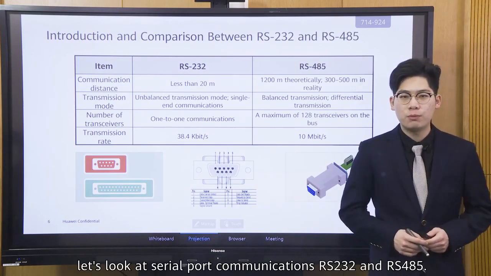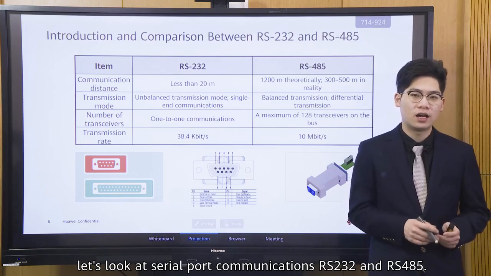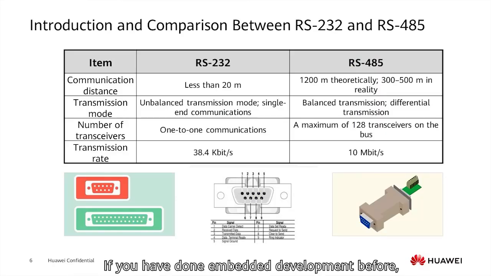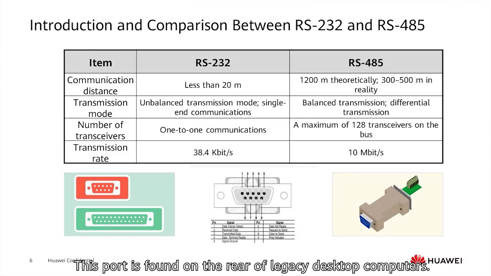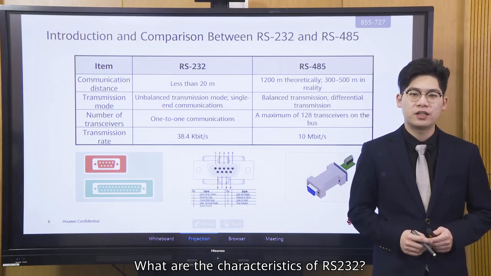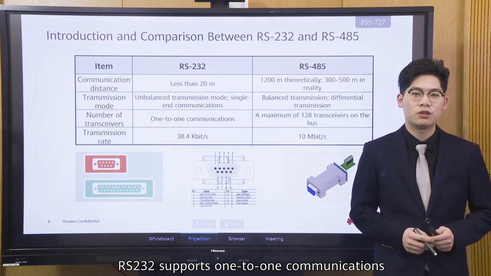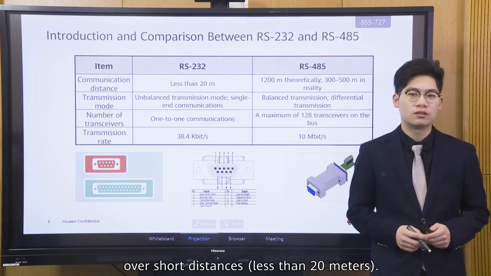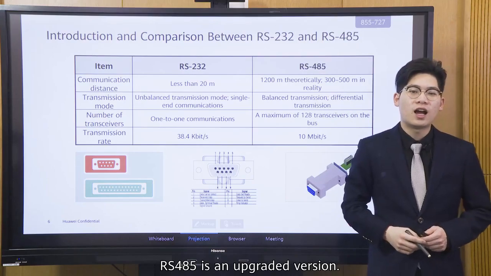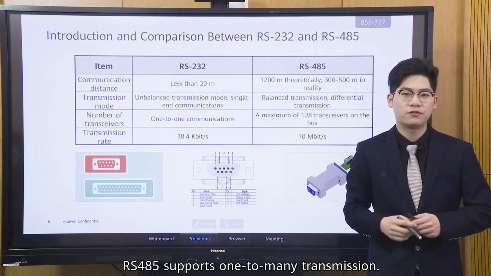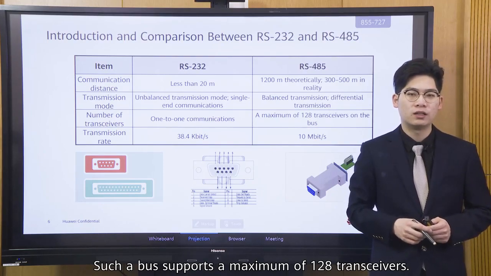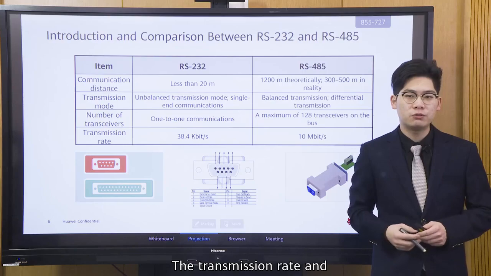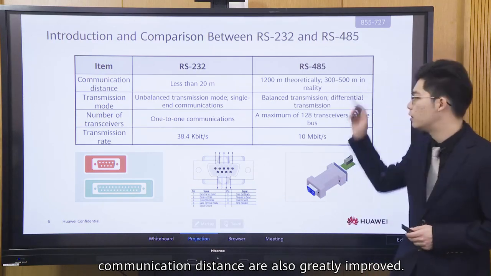Next, let's look at serial port communications, RS-232 and RS-485. If you have done embedded development before, then you are likely familiar with the RS-232. Does the port shown here look familiar? This port is found on the rear of legacy desktop computers. What are the characteristics of RS-232? RS-232 supports one-to-one communications over short distance. It is less than 20 meters. RS-485 is an upgraded version. RS-485 supports one-to-many transmission. Such a bus supports a maximum of 128 transceivers. The transmission rate and the communication distance are also greatly improved.